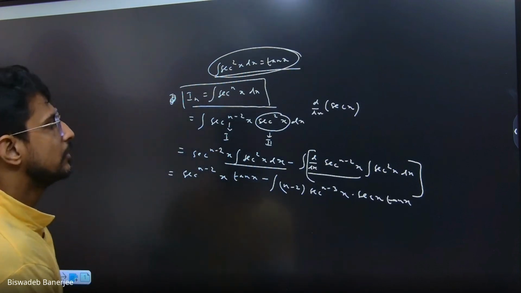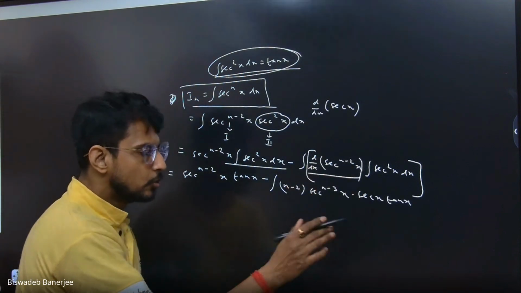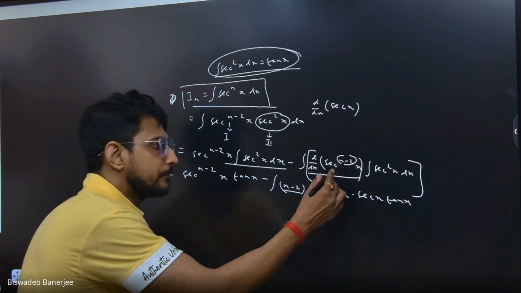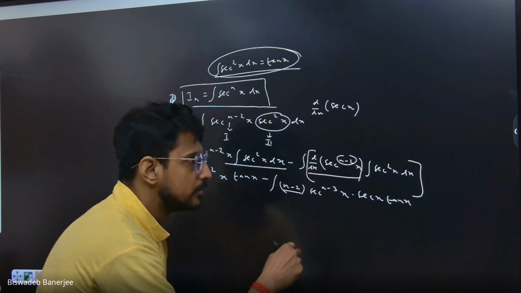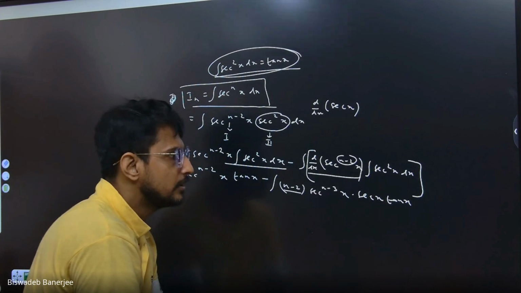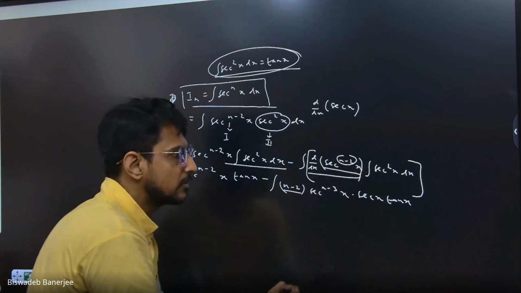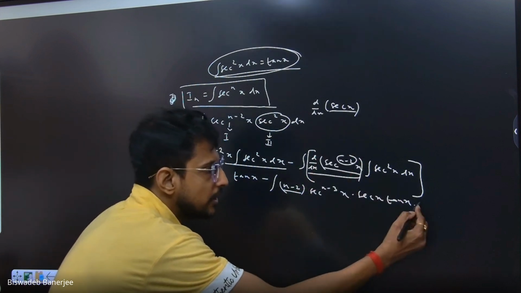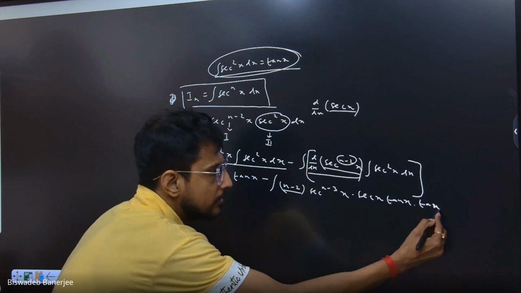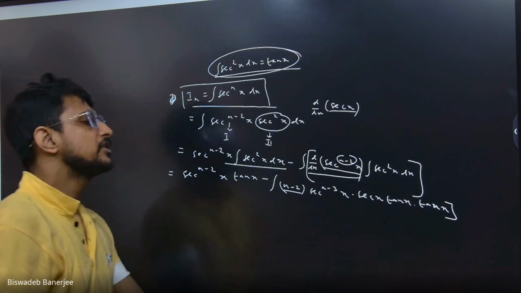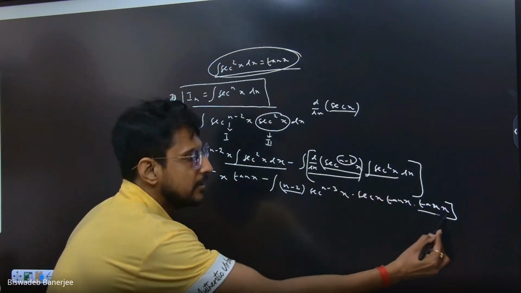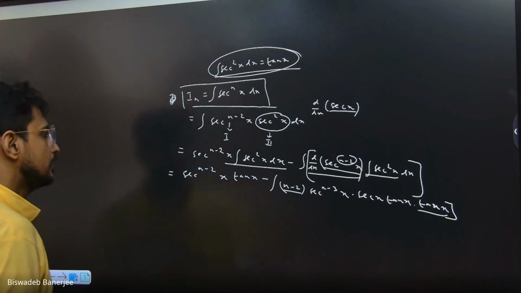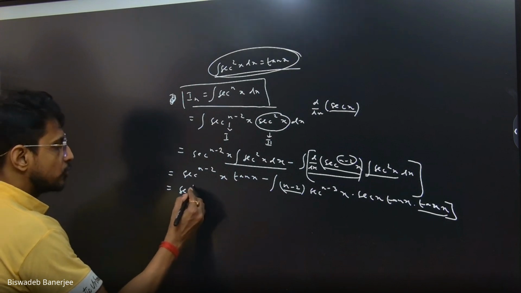I can repeat. We have to differentiate this. Rule of differentiation is what? This power comes here. Then this power is reduced by 1. So n minus 2 becomes n minus 3. Then differentiate sec x. And derivative of sec x is sec x tan x. And then integration sec square x is again tan x. So this is my basic differentiation. Then this portion remains as it is.